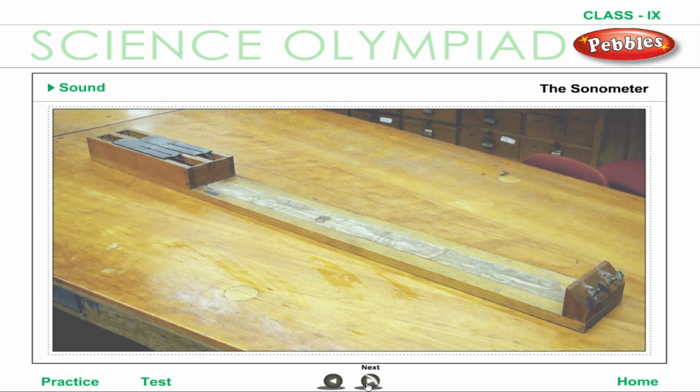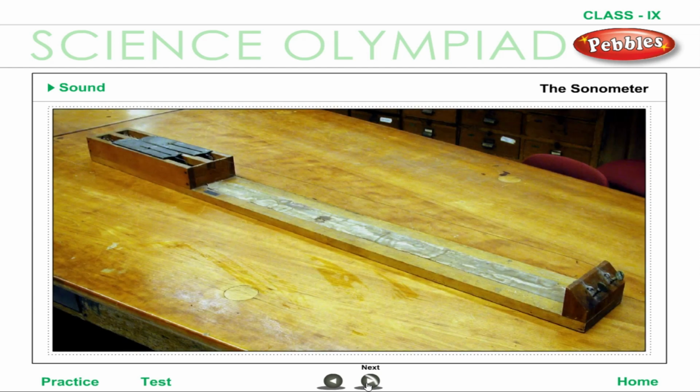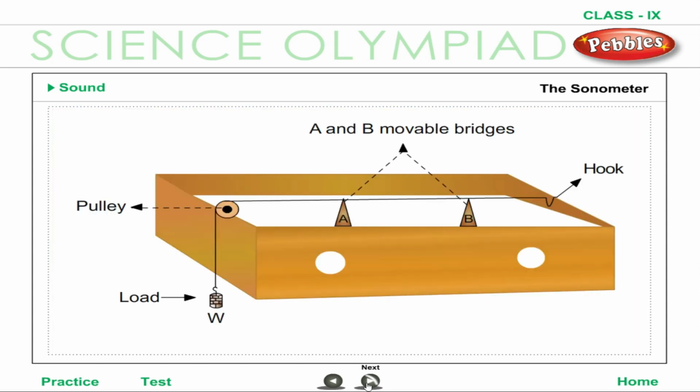The sonometer. The sonometer consists of a hollow sound box which is about a meter long. A thin wire is tied to a hook at one end of the sound box. The other end passes over a light smooth pulley and carries a load W. A and B are two movable bridges so that the length of the vibrating segment AB can be adjusted. The wire is set into vibration by plucking it between A and B.